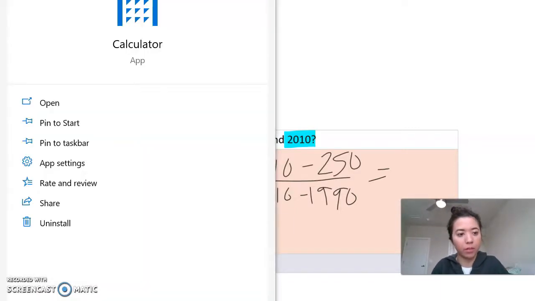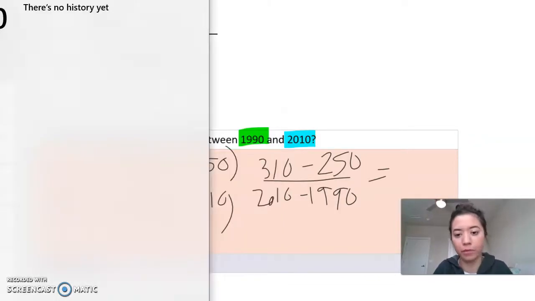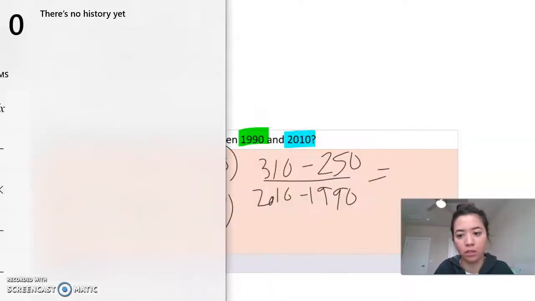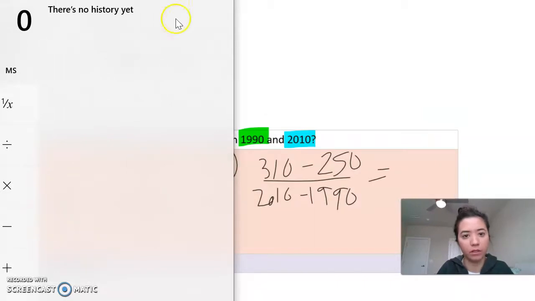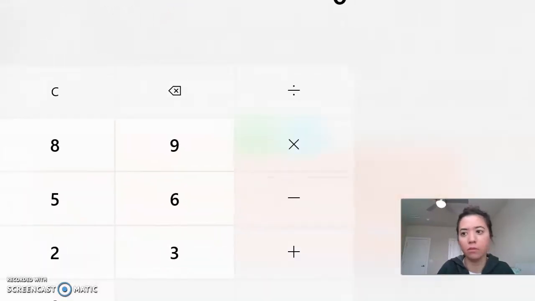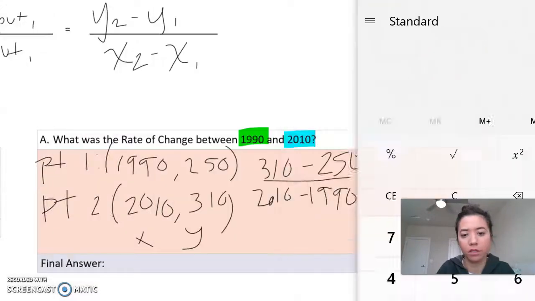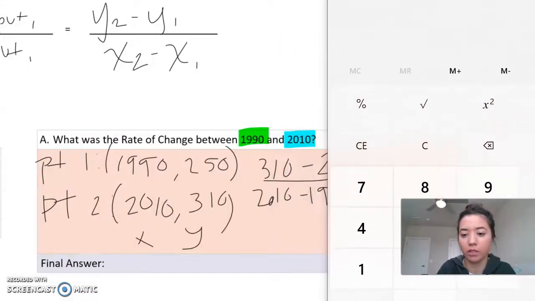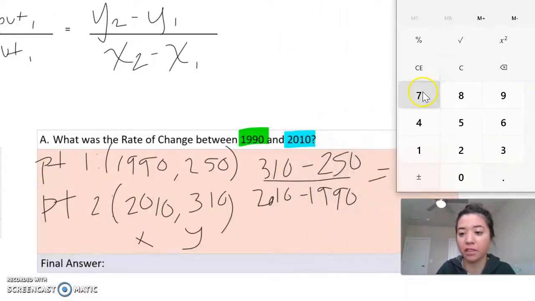I'm going to just pull up a calculator here. Alrighty. How can I make this smaller? Let me do this. Oh, there we go.